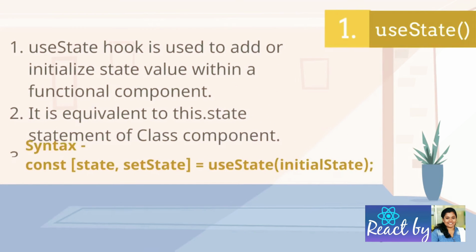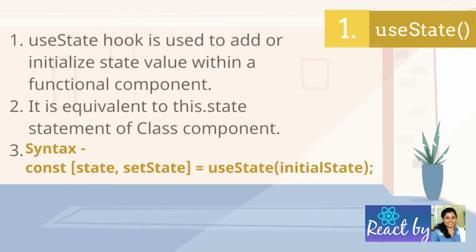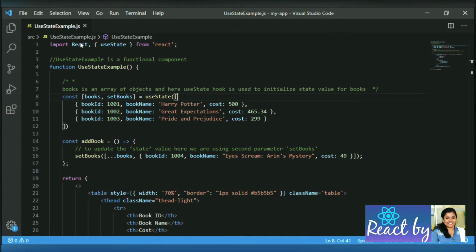It is a hook used to add or initialize a state value within a functional component. It is equivalent to the this.state statement of a class component. The syntax shows that state is a state variable which holds the initial value passed, and setState is used for updating. So let's start with an example.